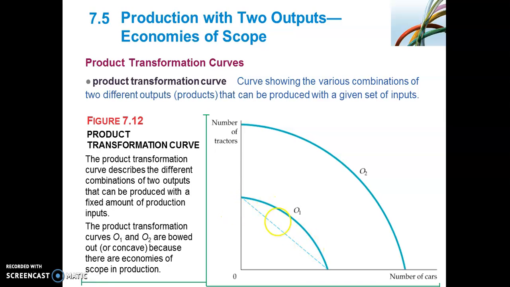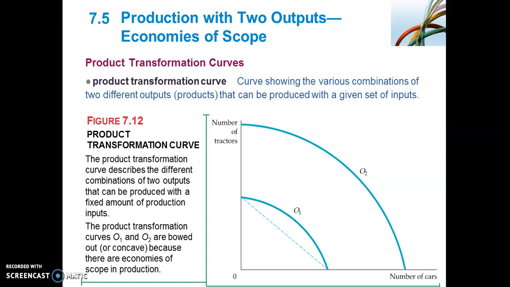Now, if you were to look at O1, here we have O1 if it were a straight line. If it were a straight line, you would have a scenario where it didn't matter if you had one firm producing both products jointly, or two separate firms producing each product individually, because the output that would be yielded would be the same. So there would be no benefit or advantage.